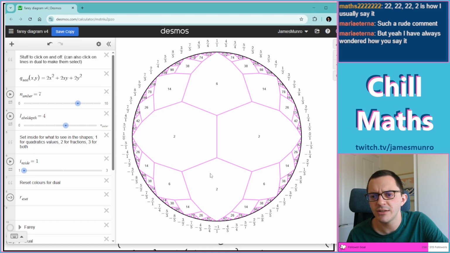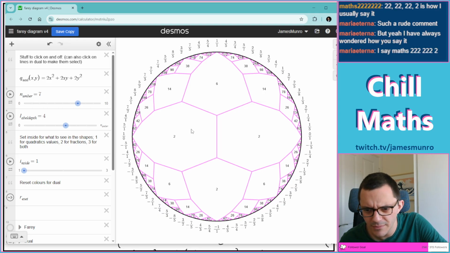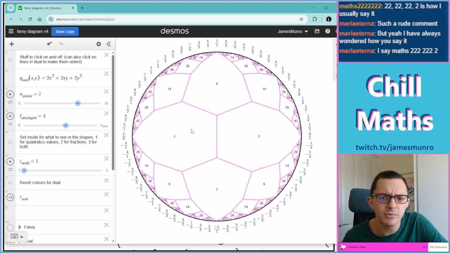I mean, all its values are even, which is nice. And it cannot take the value of 1. Not obvious when you first meet it, because you could make xy quite negative.